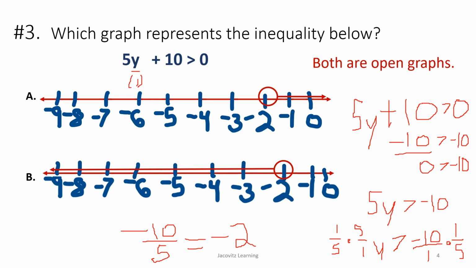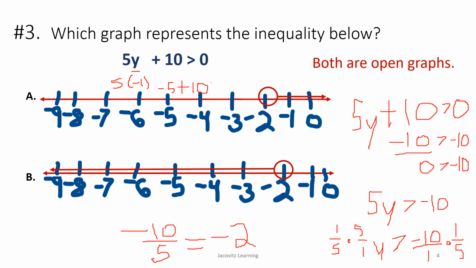Okay, if you try 1 for y, that would be 5 plus 10, which would be 15, which is greater than 0. So actually, let's see if a negative 1 would work, because here's what happens. Your brain is just looking at this and going, oh, it must be greater than anything. If you tried y's value of negative 1, you would get negative 5 plus 10 is greater than 0.